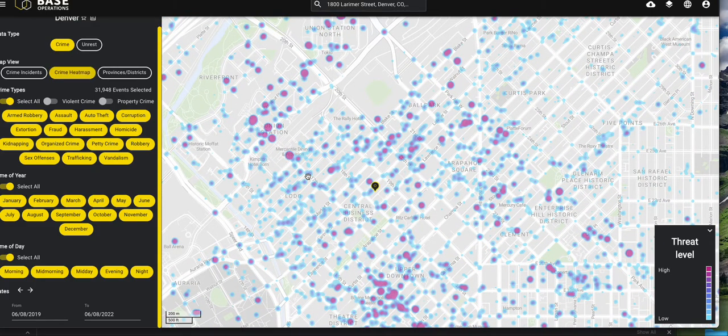So this is an example of some of the ways that you would dig into a particular location, understanding how trends might influence your security operations and the way that you communicate the relative risk of this area to employees who are venturing into this office location.